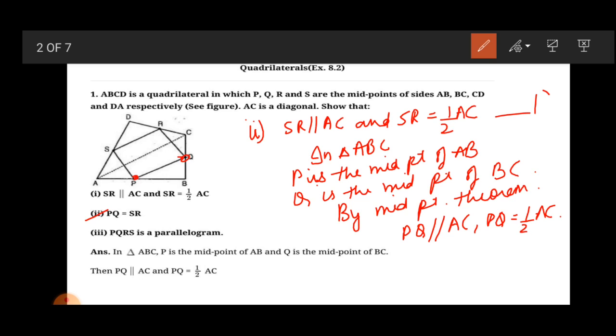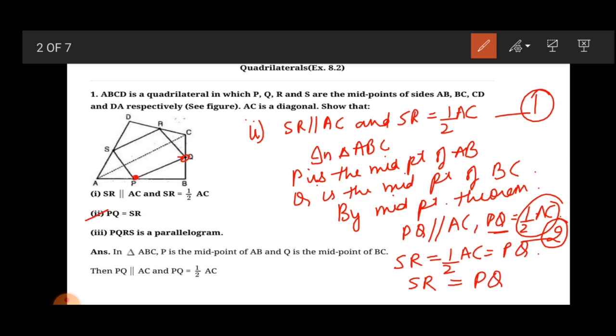Now this is equation 1 and this is equation 2. Comparing these two equations, we get SR is equal to half of AC and half of AC is equal to PQ also. So SR is equal to PQ.